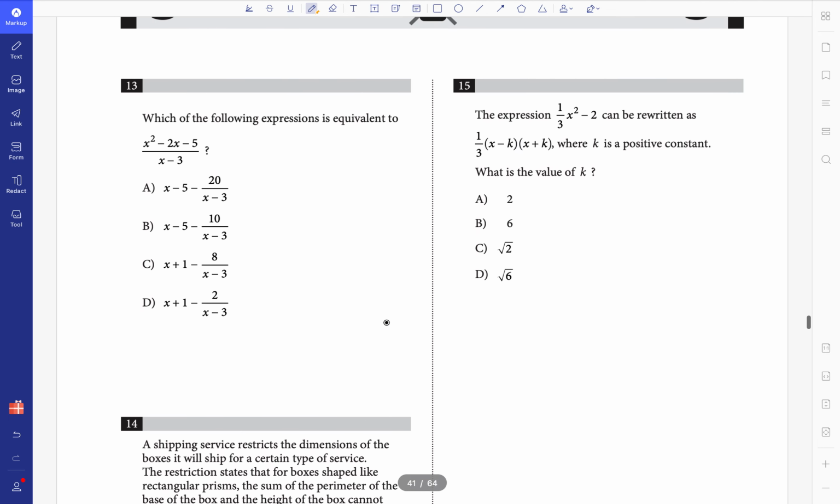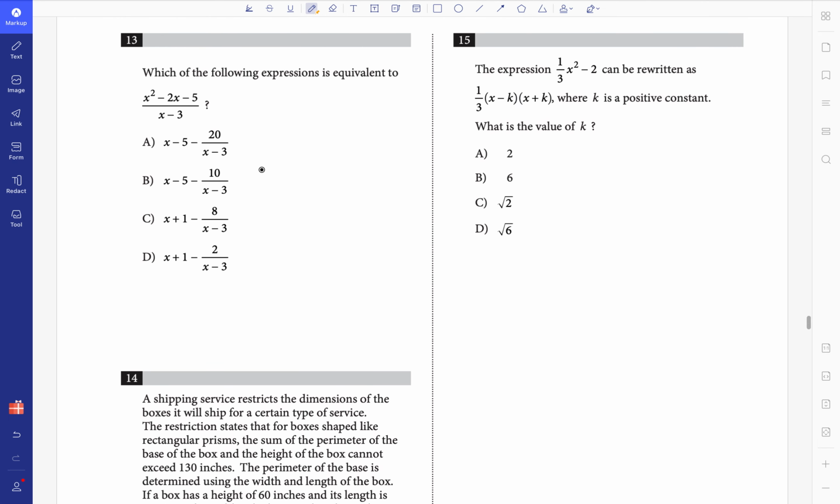Which of the following expressions is equivalent to this? Okay. So to solve this, now this is going to require some clever algebraic manipulation on our part, but I want to rewrite this numerator so I can divide it by x minus 3. So I want to write this as x squared. Now, all that I'm doing here is valid. It's just me rewriting it.